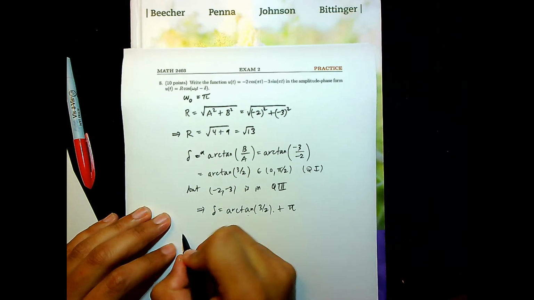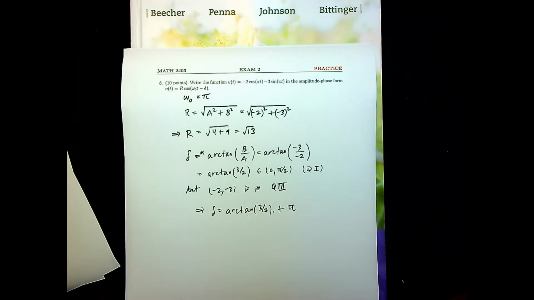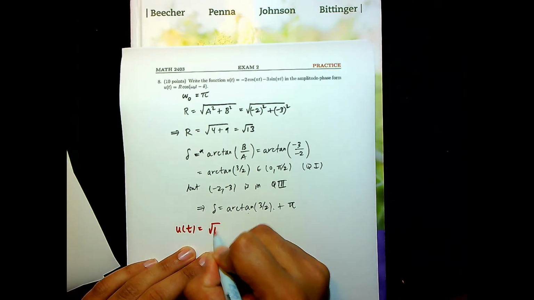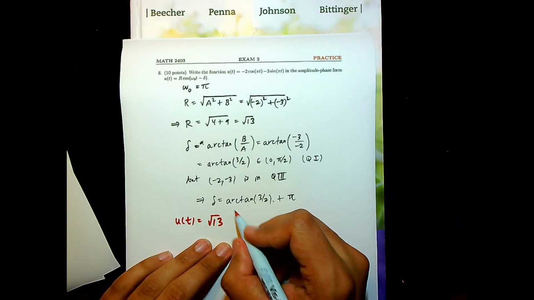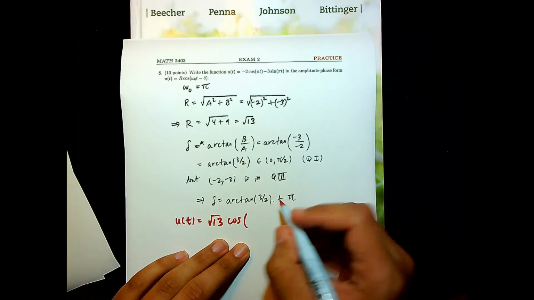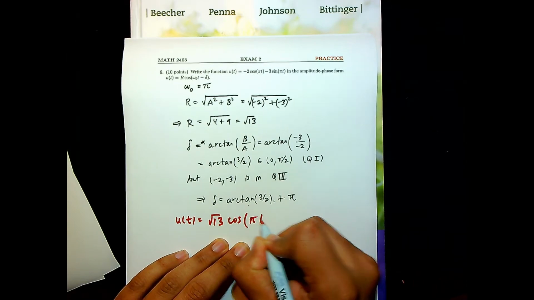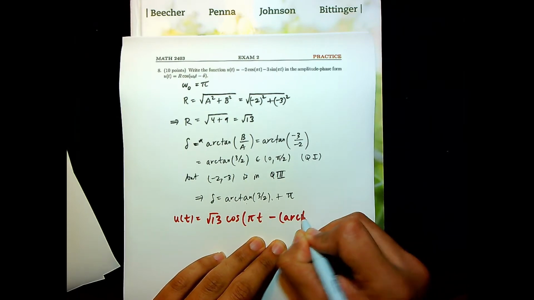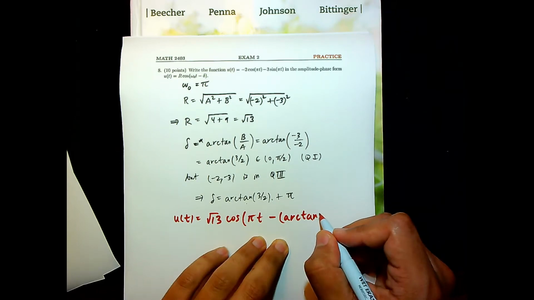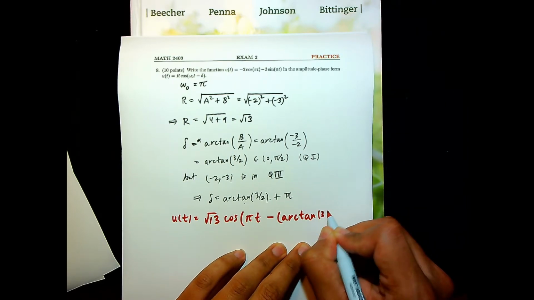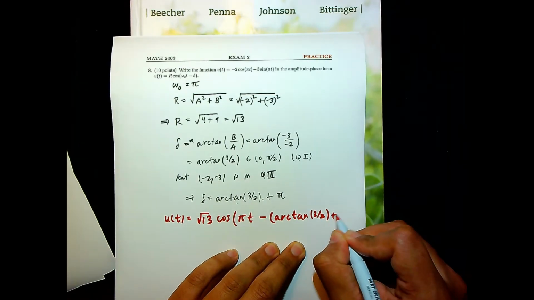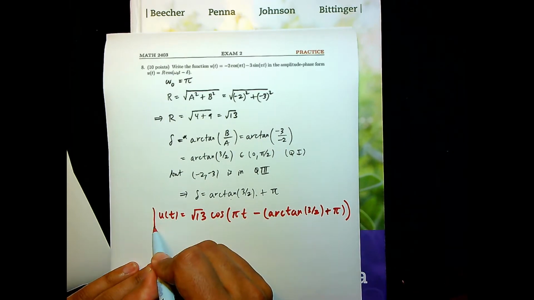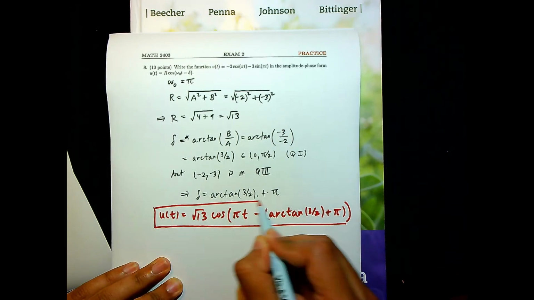So now we're going to write u. U is going to be r, which is square root of 13, and then cosine of omega naught, which is pi, t minus delta, and delta is all that, so I'm going to put it in parentheses: arctangent of 3/2 plus pi. Okay, and that is the answer.